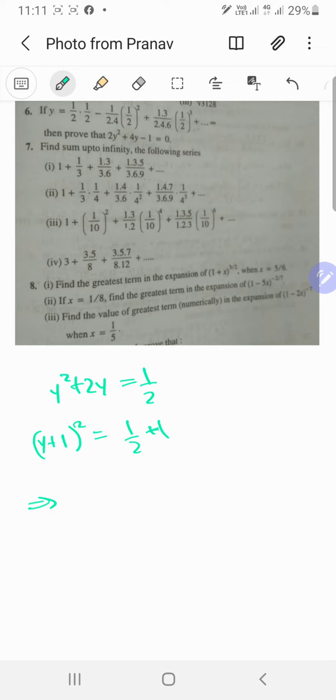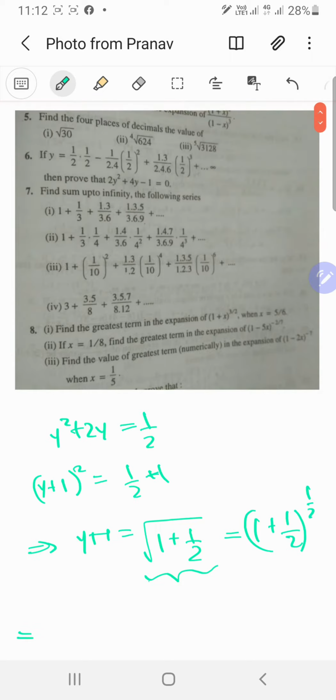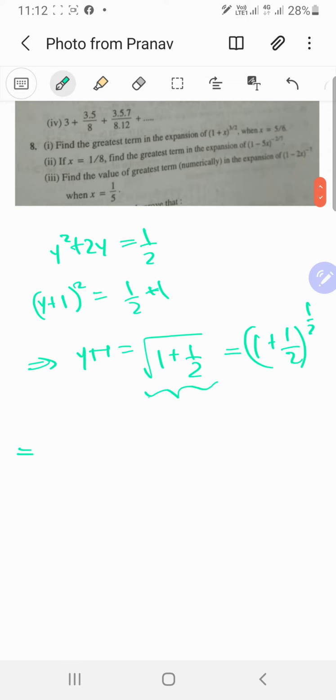Sorry for that. So y plus 1 is equal to the square root of 1 plus 1 by 2. So what would happen if I actually expanded this using the general binomial theorem? It's going to be 1 plus 1 by 2 raised to the 1 by 2 power. And you do see that over here the difference is 2 everywhere, so I think it would be correct to say that it should have 1 by 2 as the power. So let's see what happens.